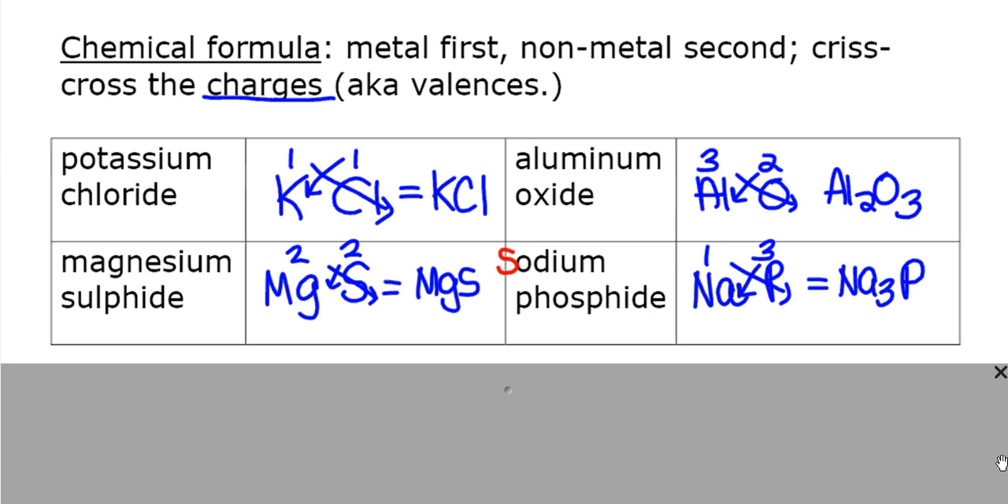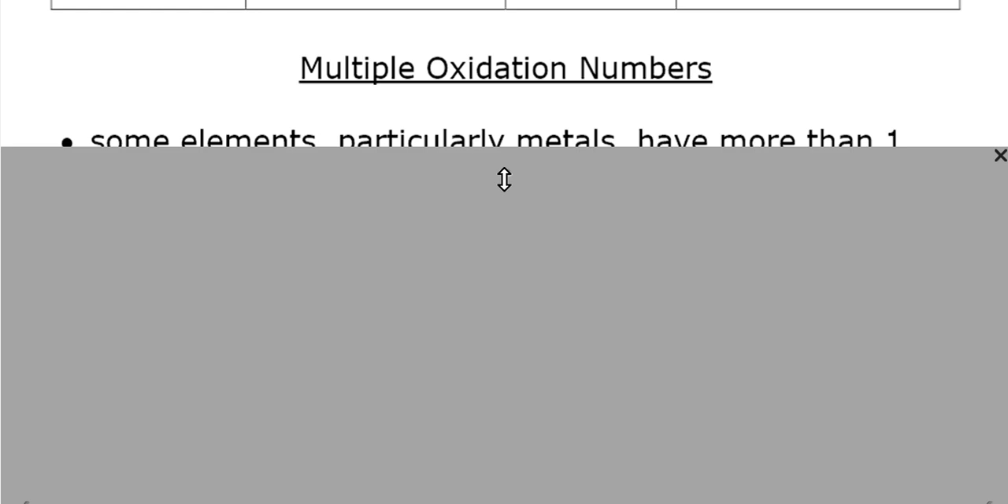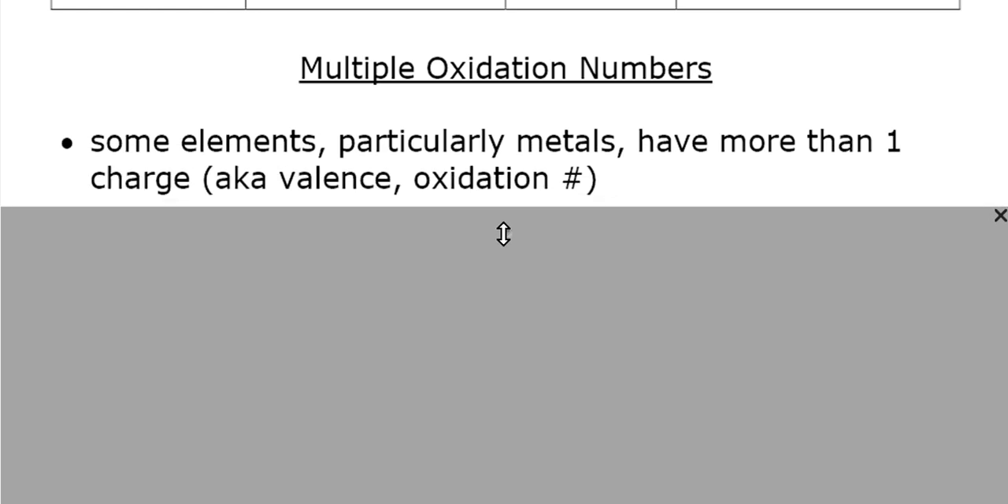Next, what we're going to do is continue on with ionic compounds, but we're going to move on to ones where there are multiple charges, which are also called multiple oxidation numbers. So you might have noticed some elements, in particular metals, but non-metals also, they can have more than one charge. And again, sometimes charge, we call it valence, or we call it oxidation number. So any of those ones are referring to the charge.